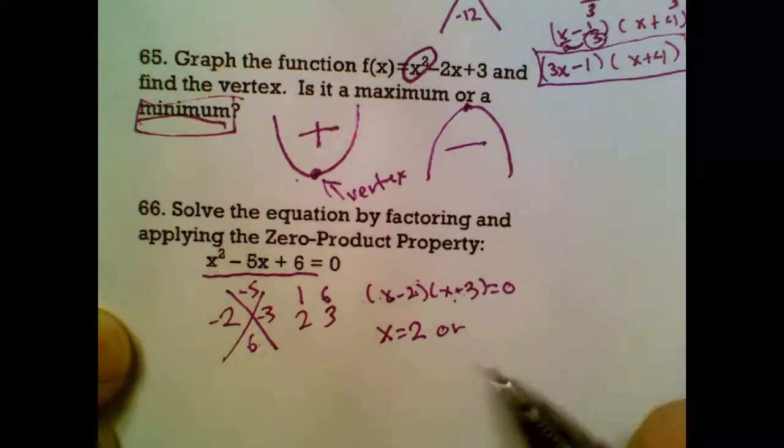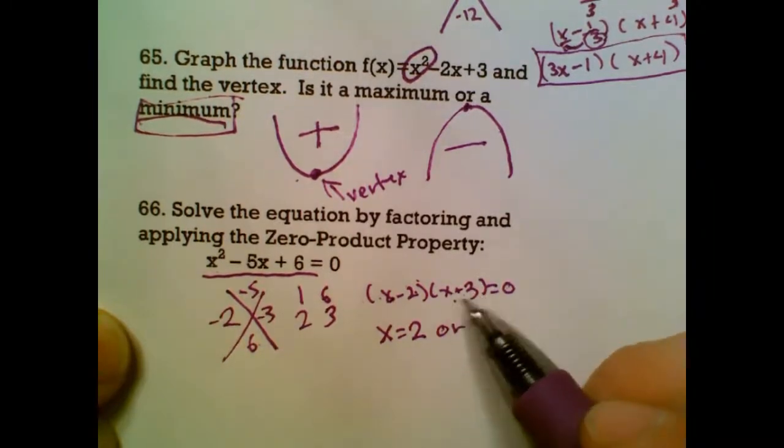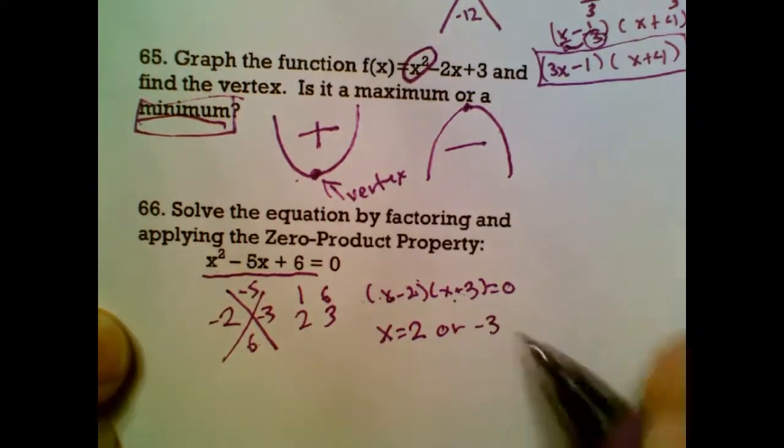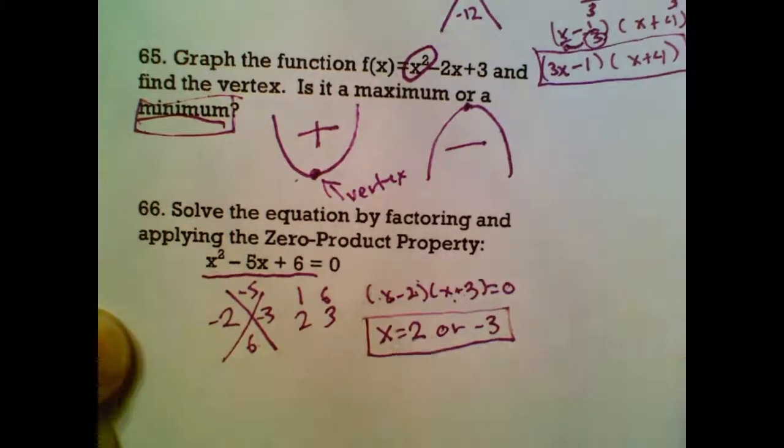Okay, how do we make this one 0? x plus 3. Well, what plus 3 is 0? Well, negative 3 plus 3 is 0. So negative 3 is your other solution to this scenario. And that is the end of page 5.